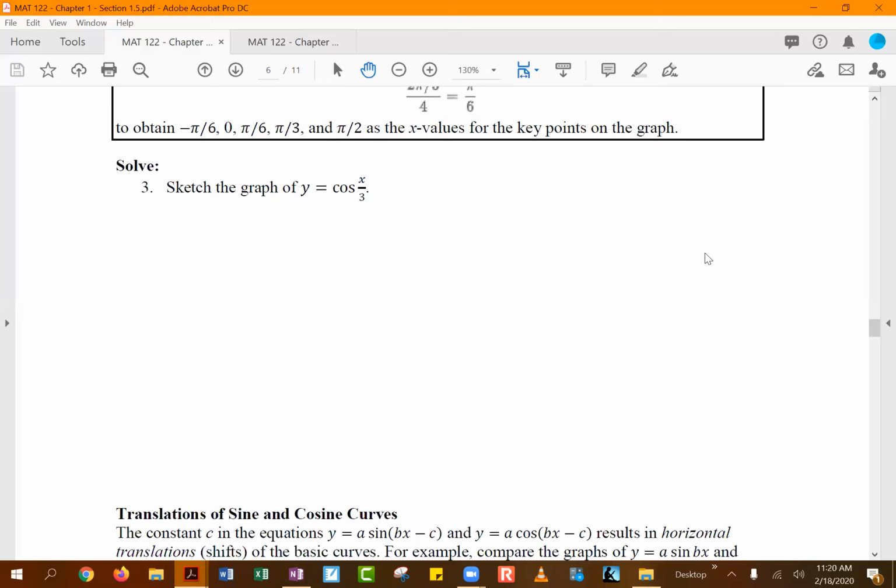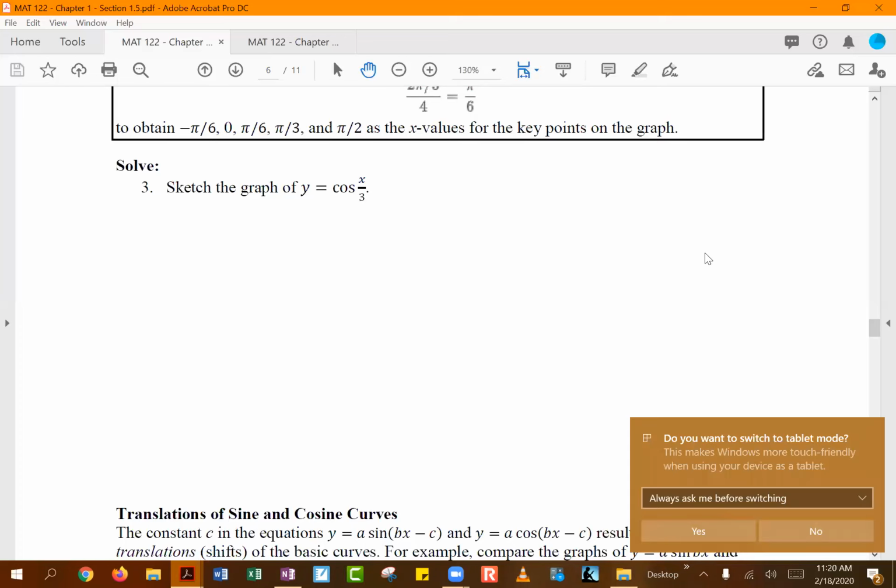Okay, so looking at this example, what is the amplitude for this given function?